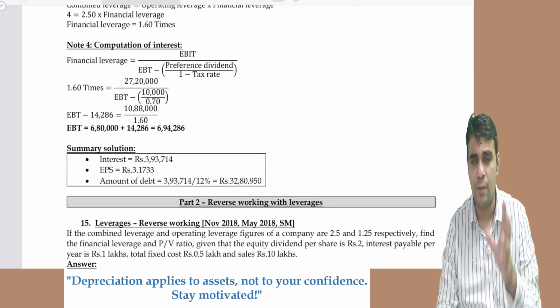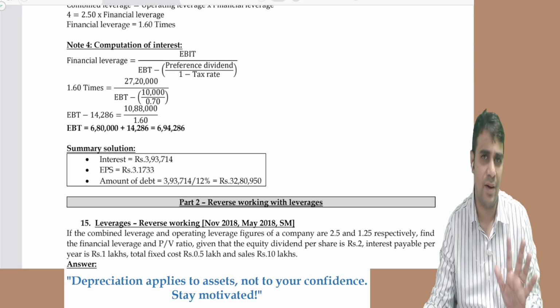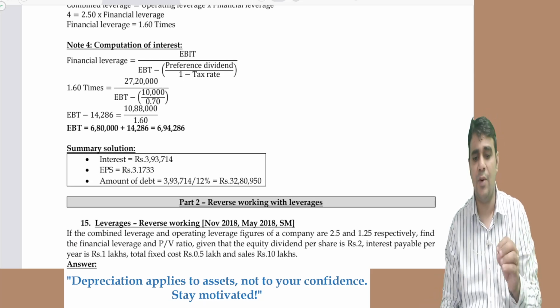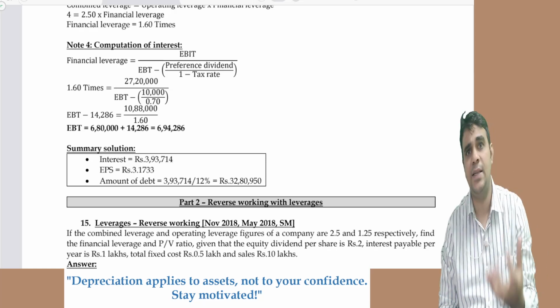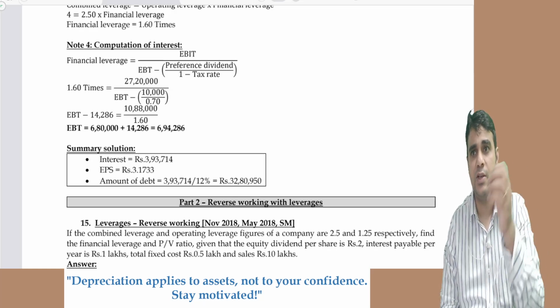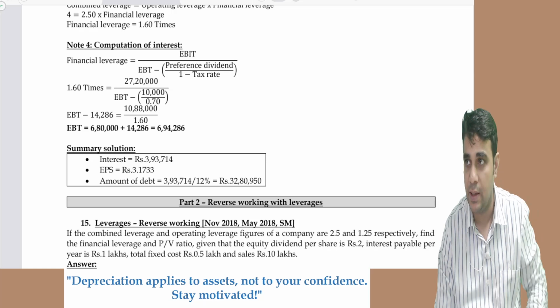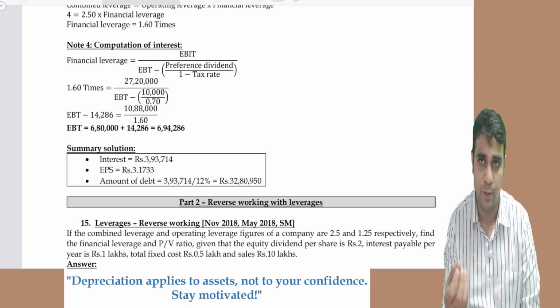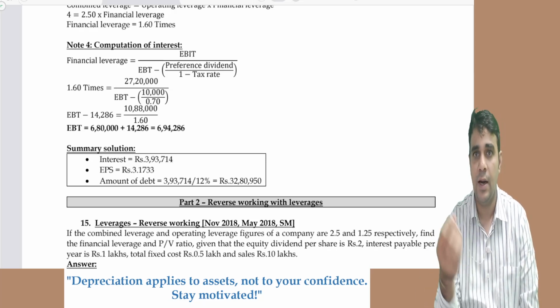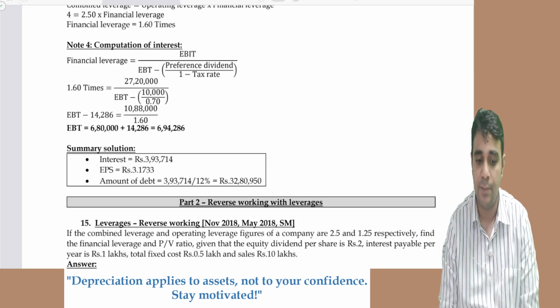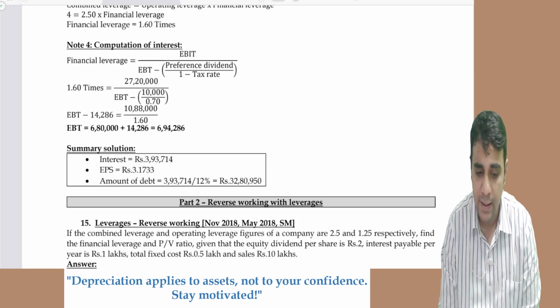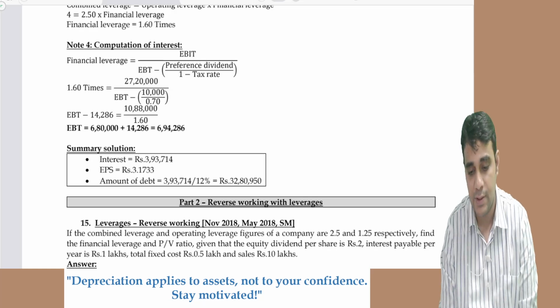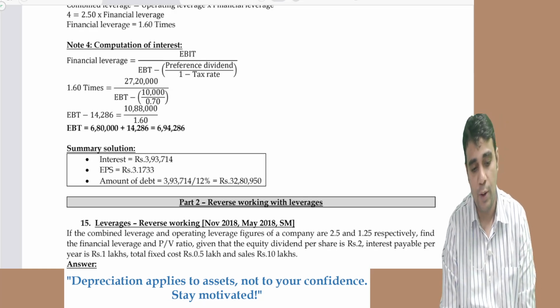We are going to do a few reverse working questions, which to a greater extent we have already done. Reverse working basically means leverage will be given, and using the leverage you will find out the income statement, which we have already done in a few questions. Let's come to 15. Combined leverage and operating leverage are 2.5 and 1.25.